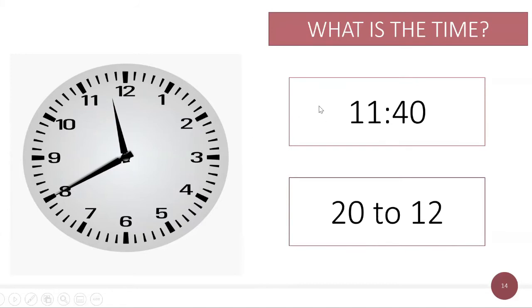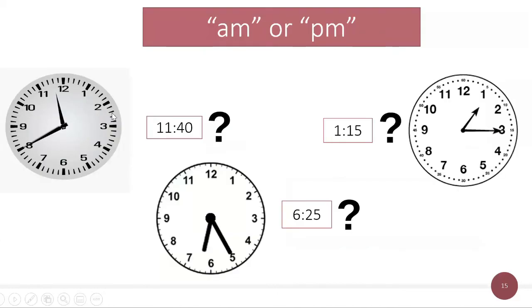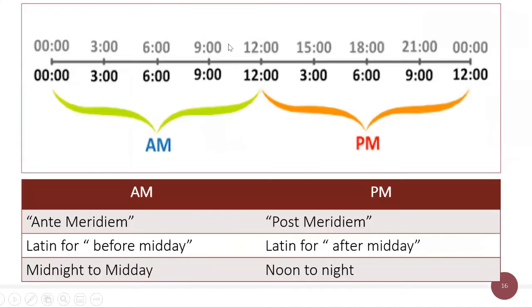Again, remember, there are two ways to tell time. It's 11:40 or it's 20 to 12. Now, when you are talking about time, you need to be able to identify whether it's AM or PM. This means that when it's midnight up until 12 o'clock in the afternoon, we use AM. And when it's after 12 in the afternoon up until 11:59 in the evening, we use PM.